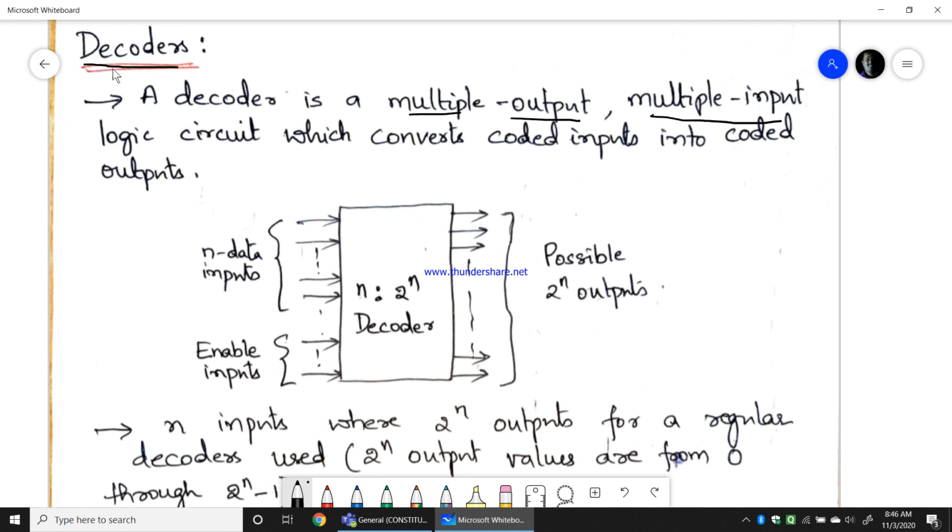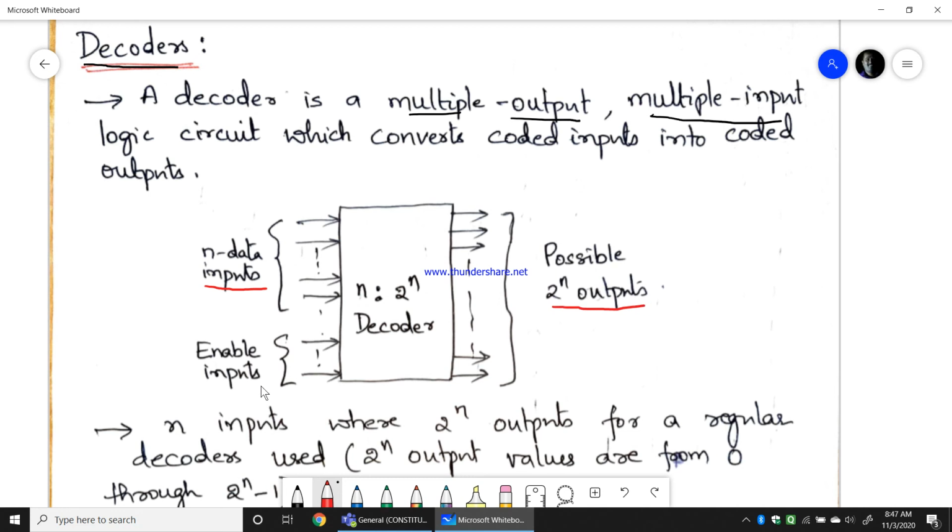Normally any decoder you take is n:2^n. It means that we will have n inputs, whereas you will have 2 power n outputs.